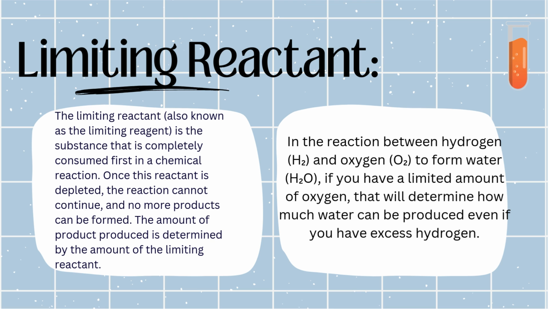Limiting and excess reactants. Now let's add a fun twist. In any reaction, one reactant tends to limit the amount of product formed. This is the limiting reactant. The limiting reactant, also known as the limiting reagent, is the substance that is completely consumed first in a chemical reaction. Once this reactant is depleted, the reaction cannot continue, and no more products can be formed. Example: in the reaction between hydrogen, H2, and oxygen, O2, to form water, H2O, if you have a limited amount of oxygen, that will determine how much water can be produced even if you have excess hydrogen.